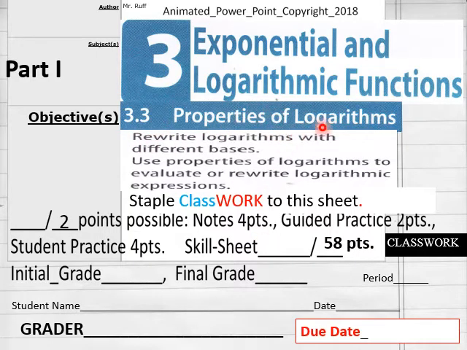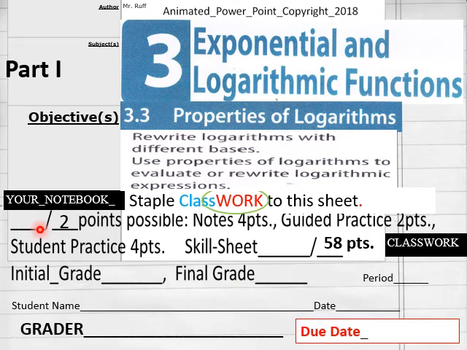And 3.3, properties of logarithms. We have 58 points here of classwork note-taking in your lecture, and you have 2 points here to go in your notebook, so have your notebook out for that.